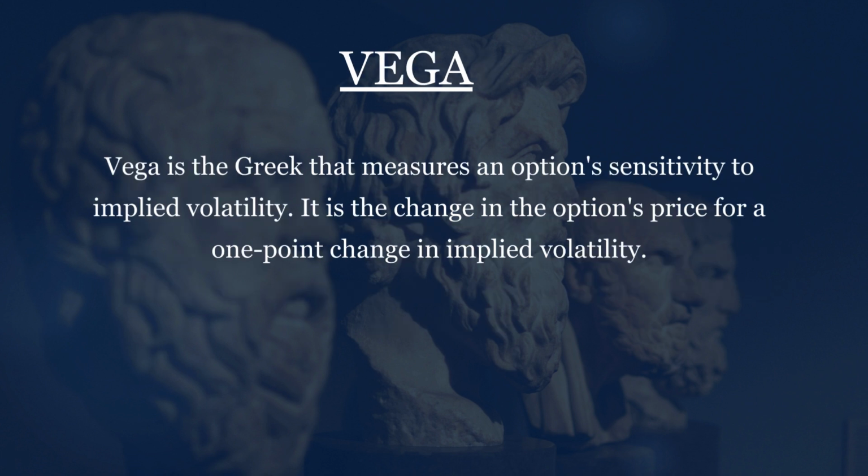The next up is vega. We all know how important implied volatility is to options traders. Vega is the Greek that measures an option's sensitivity to implied volatility. It is the change in the option's price for a 1-point change in implied volatility.